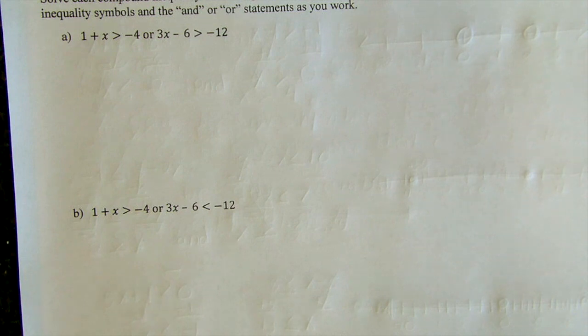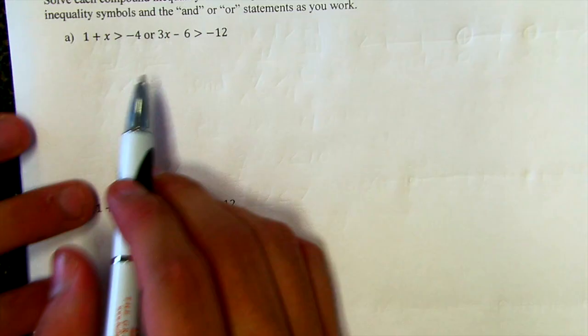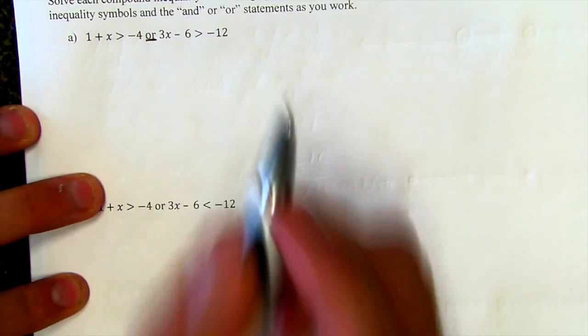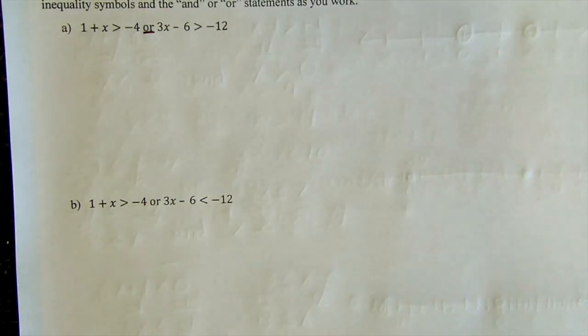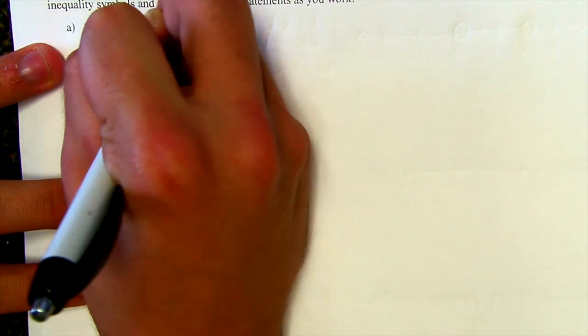Our last exercise here. So we have solve each compound inequality for x and graph the solution set on a number line. We want to pay careful attention to the inequality symbols and the word and or the word or statements as you work. So let's go through and look at this first. For a, again we're checking, we use or. So we have 1 plus x is greater than negative 4 or 3x minus 6 is greater than negative 12.